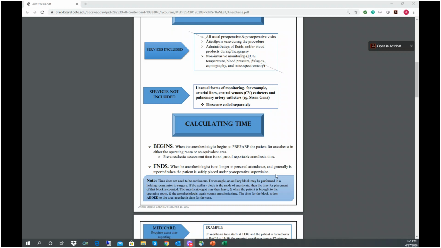For example, an axillary block may be performed in the holding room prior to surgery. If the axillary block is the mode of anesthesia, then the time for placement of that block is counted. The anesthesiologist may then leave, and when the patient is brought to the operating room, the anesthesiologist again begins to count that time. So you add that time. So if it's 5 minutes, you add that 5 minutes to the rest of the time.